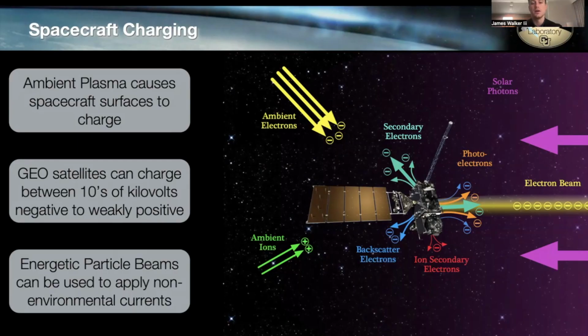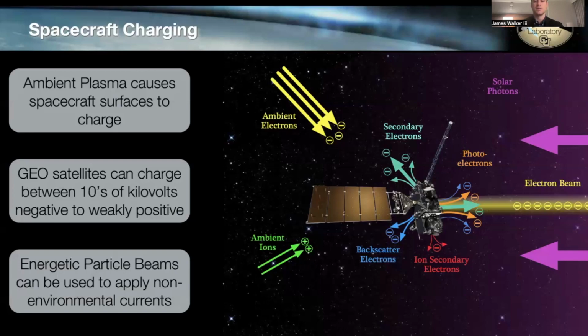Now, the actual value the target charges to is going to depend on the region of space that it's orbiting in. In GEO, where this work is mainly applicable, spacecraft potentials can range between tens of kilovolts negative in eclipsed regions to weakly positive, so 10 to 100 volts positive in sunlit conditions. And these floating potentials are caused by the current balance between all the environmental currents that the spacecraft experiences.